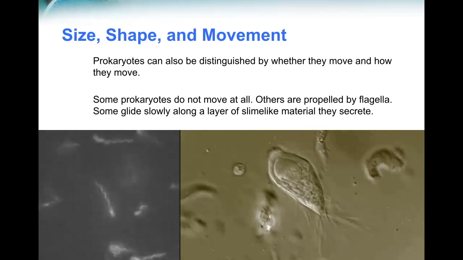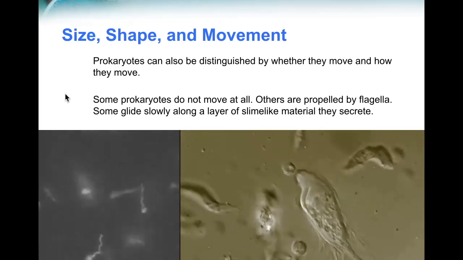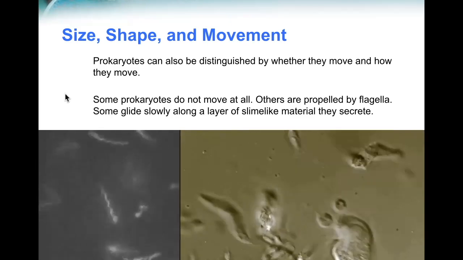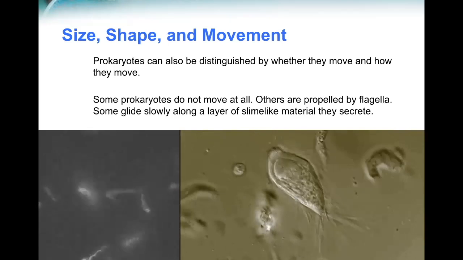Prokaryotes can also be distinguished by whether they move and how they move. Some prokaryotes do not move at all. Others are propelled by flagella. Some glide slowly along in layers of slime-like material they secrete.